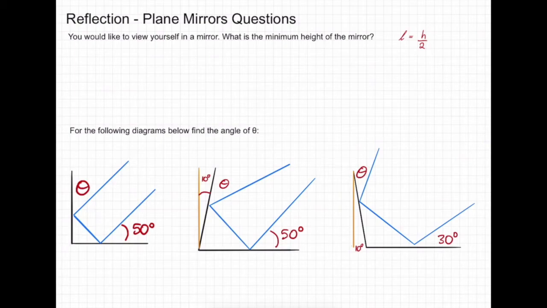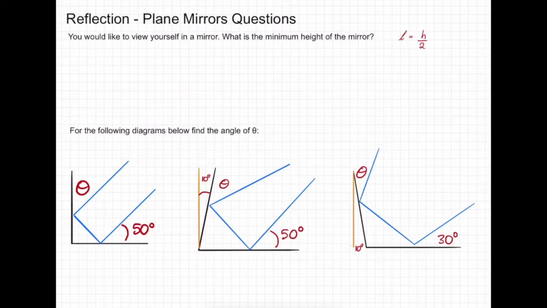Hey everybody, in this video we're going to be working through some reflection questions regarding some plane mirrors. Looking at our first one, you would like to view yourself in a mirror. What is the minimum height of the mirror? Well, when we think about this, our rule of reflection is that when we have a plane mirror, the angle of incidence is equal to the angle of reflection.